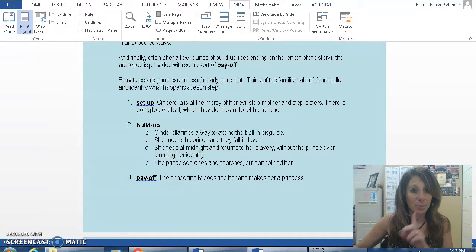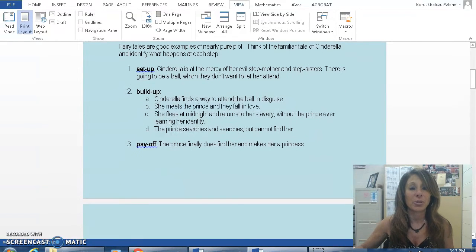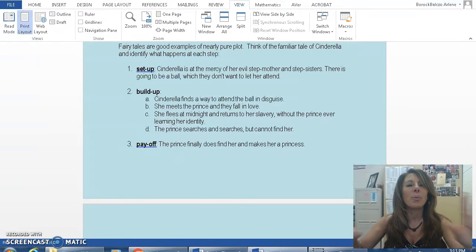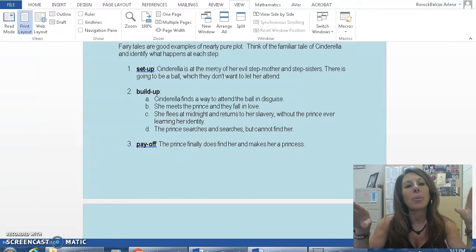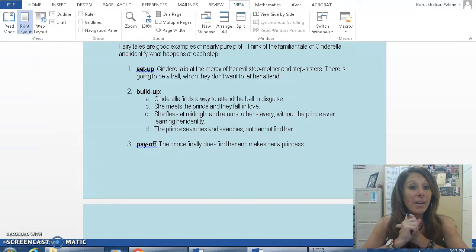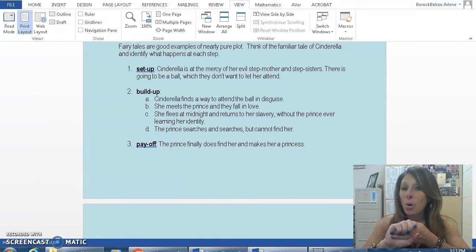So let's look at an example, because fairy tales are good examples of nearly pure plot. They have the setup, they have the build-up, and then they have the payoff. So think of the familiar tale of Cinderella. We all know that fairy tale, Cinderella, and identify what happens at each step. Like 1, in the setup, Cinderella's at the mercy of that evil stepmother and her mean stepsisters. And there's going to be this ball where the prince is going to pick a bride, which they don't want her to attend. Of course, she wants to go, but they don't want her to. So there's our setup, right?